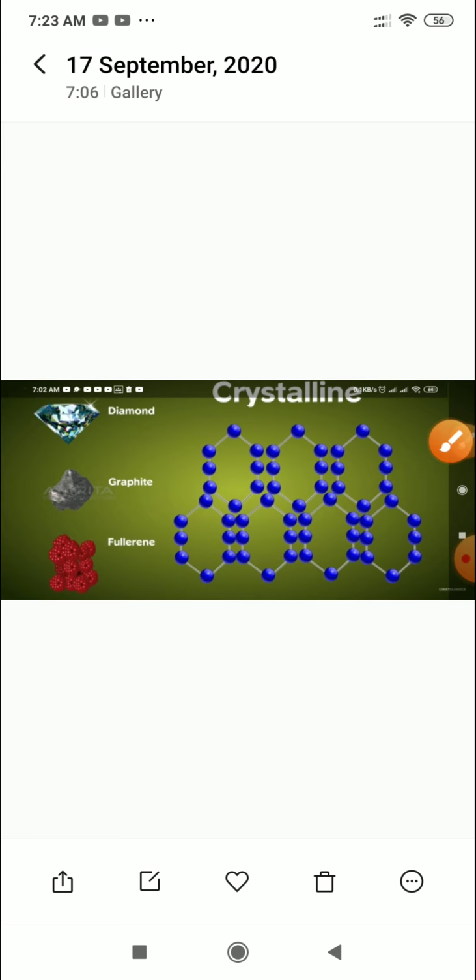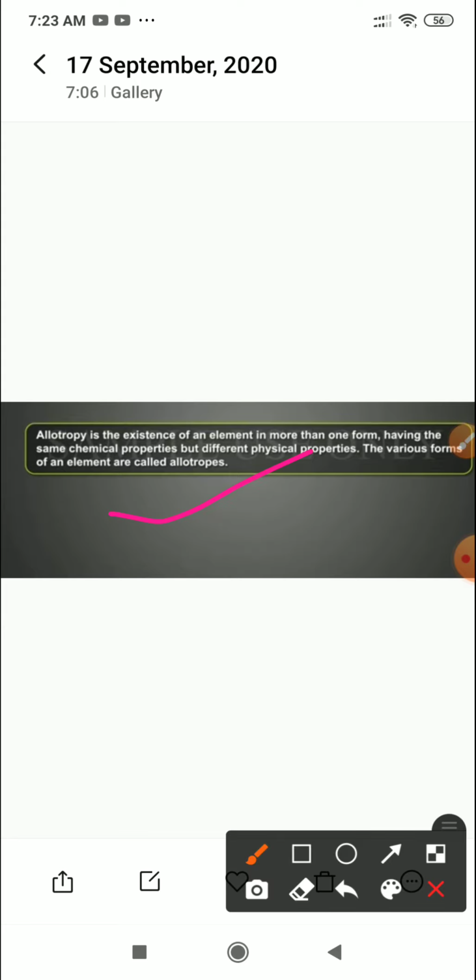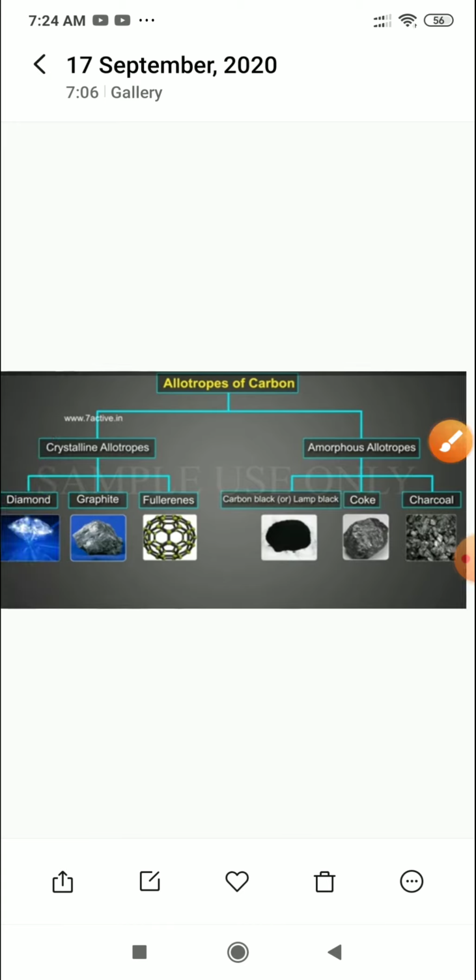Fine. Now, the definition of allotropes, as I already told you: substances which have different physical properties but chemically are the same are called allotropes. If you want to write it, you can. Allotropy is the existence of an element in more than one form having the same chemical properties but different physical properties. The various forms of an element are called allotropes. So you should know the definition of allotropes and allotropy.